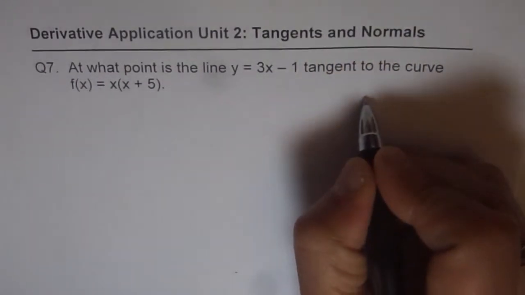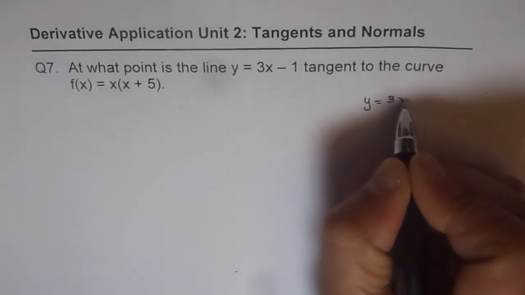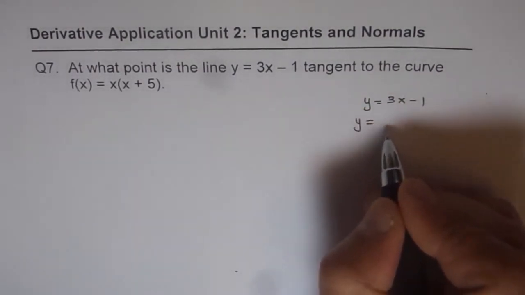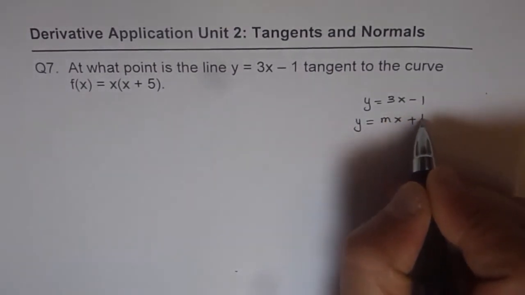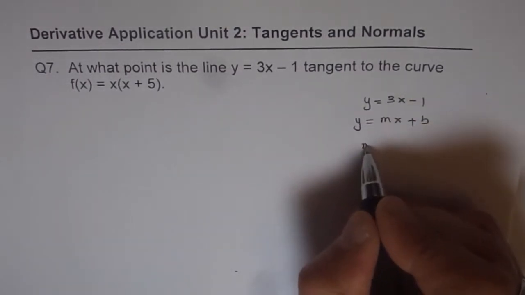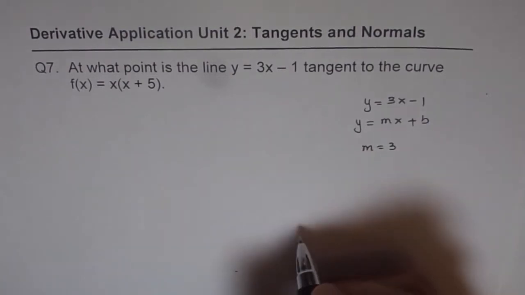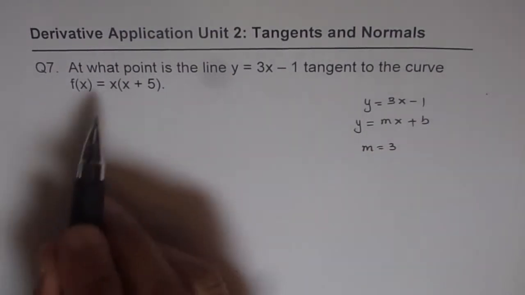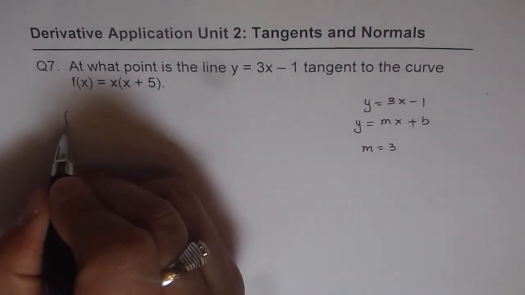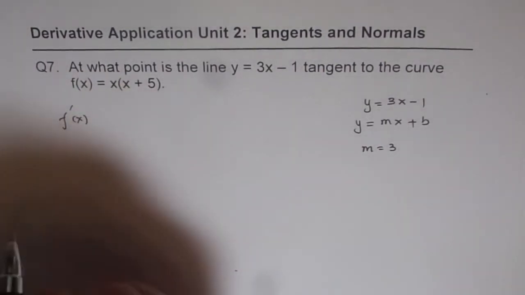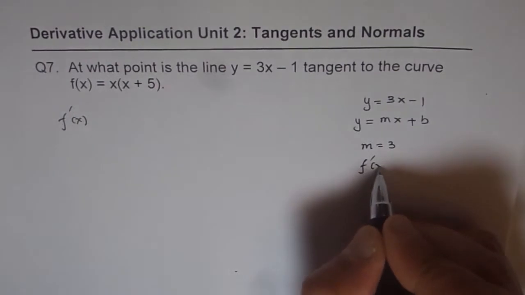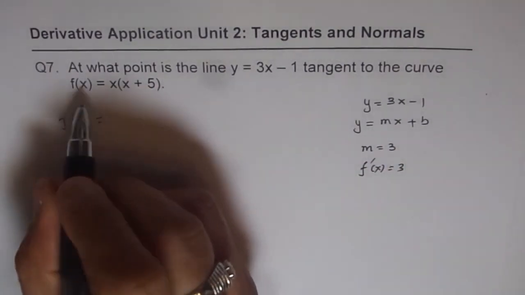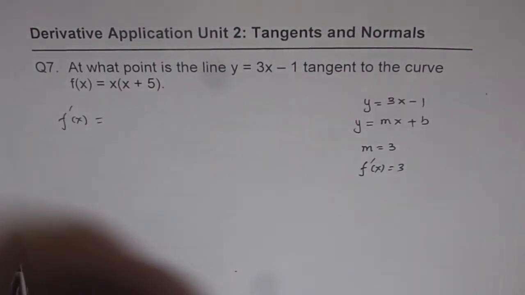So you're given a line which is y equals 3x minus 1. It is in slope-intercept form, since it is y equals mx plus b, right? So you know the slope of the line, m, is equal to 3. That is what is known to us. Now if this line is tangent to the function, then f dash x should be equal to 3, right? So we want f dash x equals 3. This is what we want. So let's find out what f dash x is for this function.